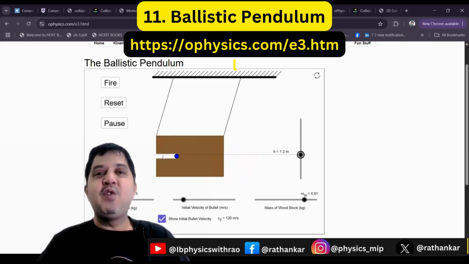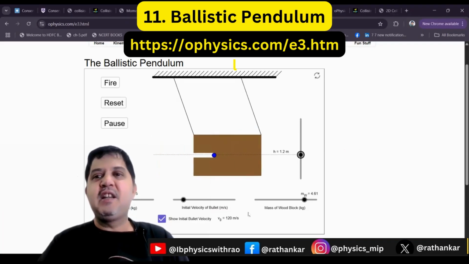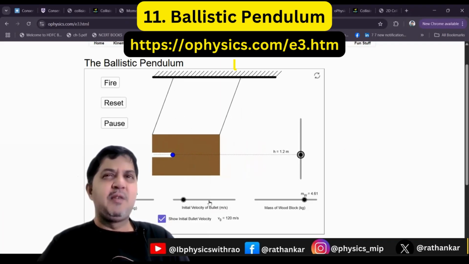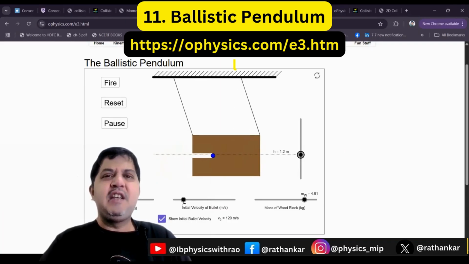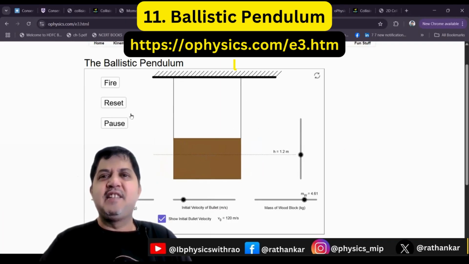Okay, and then what you can do is you can actually change the mass of the bullet, or maybe you can change the velocity of the bullet. Usually we change the velocity of the bullet. If I increase the velocity, for example, let me reset this. I increase it, the same masses over here, I increase it to a maximum value here. Okay, and let me fire this.